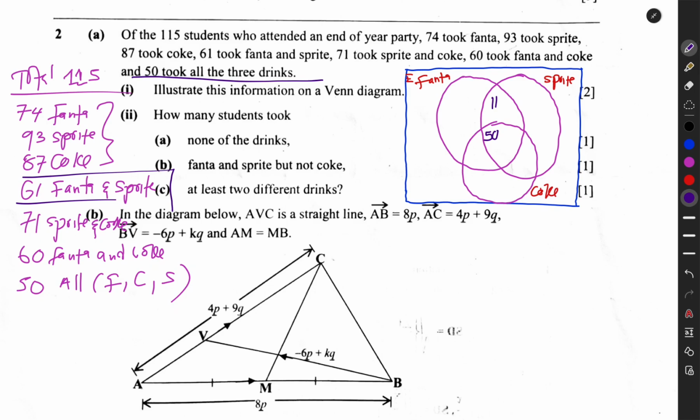Then we go for the intersection of Sprite and Coke, which is 71. So Sprite and Coke is right here, which means this part. Sprite and Coke is 71.